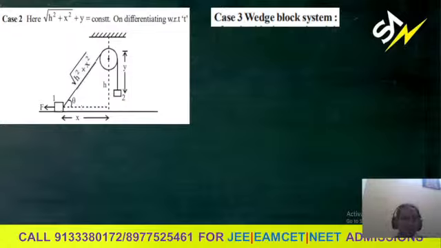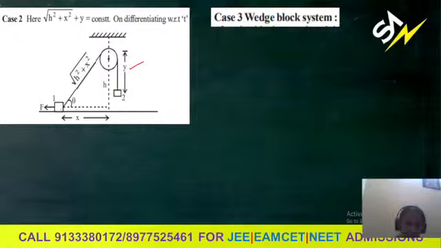There are 2 blocks. One is on a horizontal surface, one is hanging with a string. That string passes over the pulley. So from the pulley, the second block is at what distance? Y distance. And from the fixed point, this is the height h. So from the pulley to the ground, it is h.